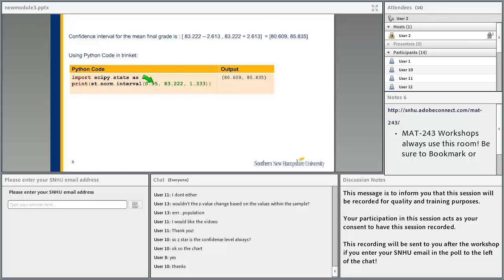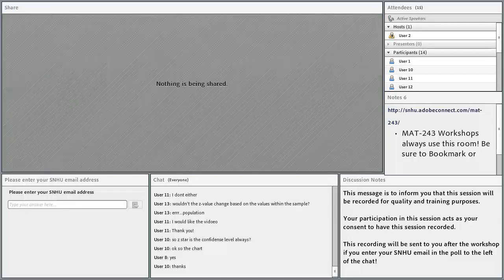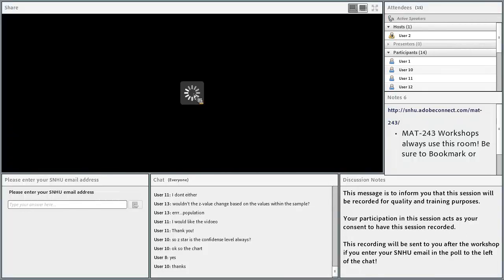So the Python code is st.norm.interval. You put in the confidence level, so we say 0.95 as a decimal. The second value is the mean, and the third value is the standard error. If you run this code, you should get the same values that you got when you did it manually. So let's go to Trinket and let's try this out.